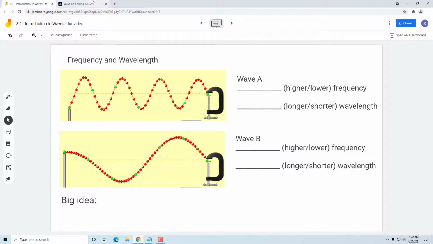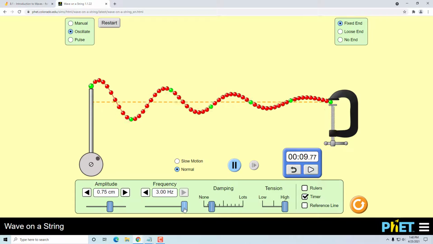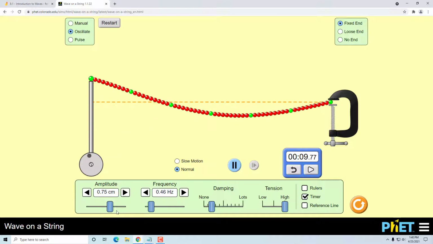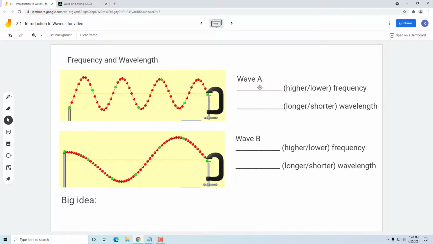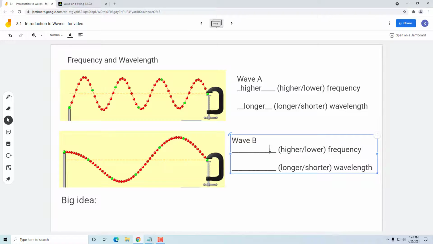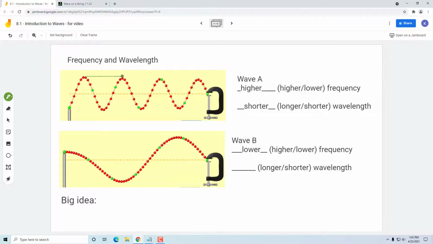So here are 2 waves. Notice that a wave with a higher frequency has a shorter wavelength. Lower frequency waves have a longer wavelength. So wave A has a higher frequency and the wavelength here is actually shorter, from here to here. Wave B has a lower frequency, and the wavelength is a little longer.